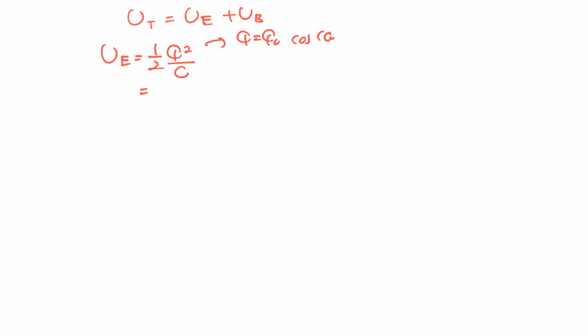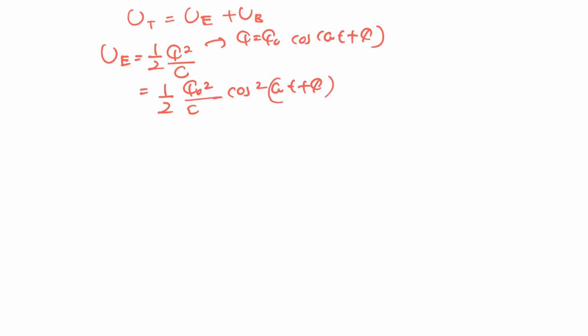So as you can see, the total energy is going to be the combination of the energy of the electric field and also the energy of the magnetic field. For the energy of the electric field, we know the formula is 1/2 q square over C. Q is q naught cos(omega t plus phi), so it's going to be 1/2 q naught square over C cos square(omega t plus phi).